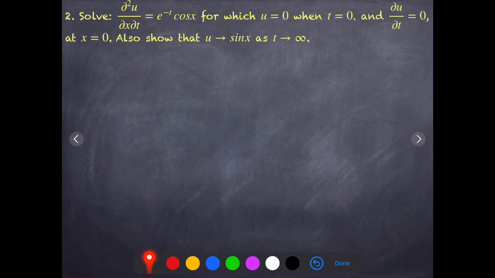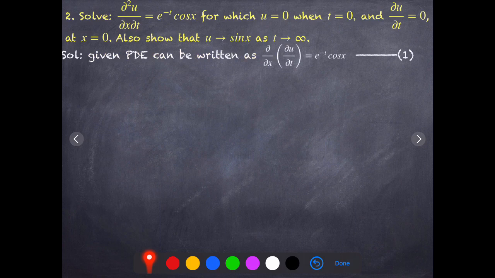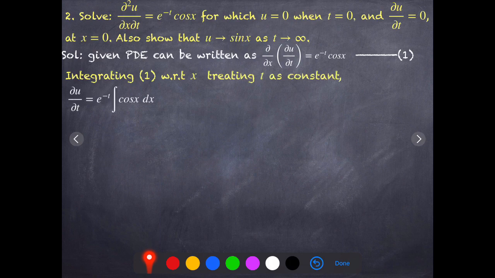Solve ∂²u/∂x∂t = e^(-t) cos x, for which u = 0 when t = 0 and ∂u/∂t = 0 at x = 0. And also they are asking us to show that u tends to sin x when t tends to infinity. Since the condition with respect to t is given, I am going to integrate with respect to x first, keeping t as a constant.